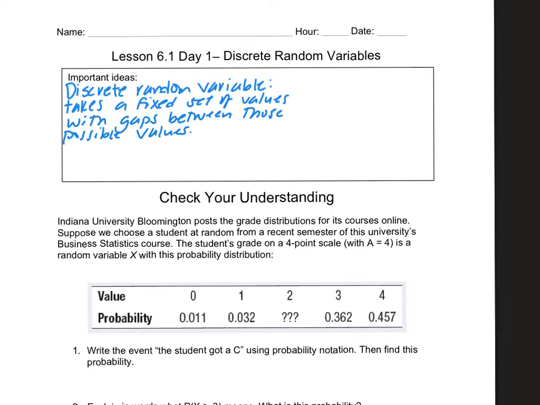Okay. The other thing that we could have is what's called a continuous random variable. We didn't see an example of that today, but we should probably see one tomorrow. So a continuous random variable can take on any value in an interval.